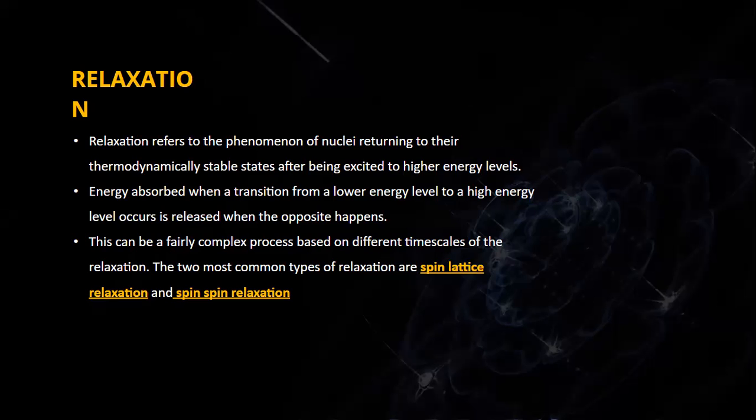This can be a fairly complex process based on different time scales. And here are the two most common types of relaxation we know: spin-lattice and spin-spin relaxation. First of all, what is spin-lattice relaxation? It is actually the time that quantifies the rate of transfer of energy from the nuclear spin system to the neighboring molecules. And the spin-spin relaxation time is used to quantify the rate of decay of the magnetization within the XY plane.